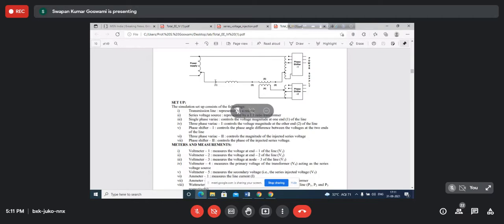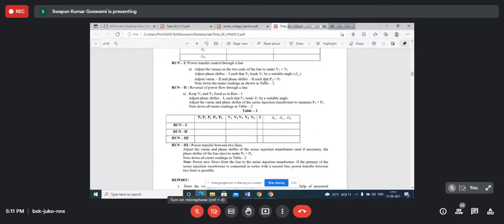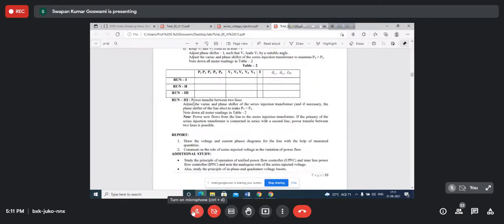So now this power minus the loss on the transmission will be the power reached here. Then P3 is the power reached at the end of the transmission line. P5 is the power received from the series source. So P5 plus P3 will be equal to P2, the power reached at the phase shifter end. Okay, so this will be run 2. And then run 3. Run 3: here is power transfer between two lines, as I have mentioned.